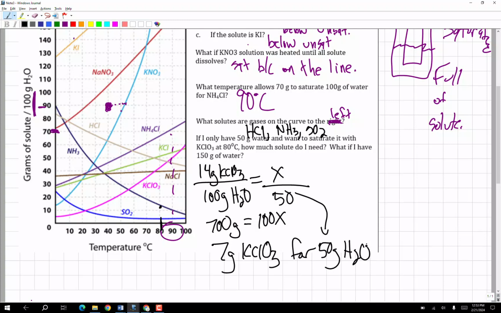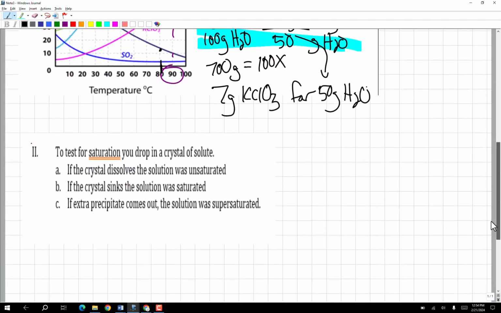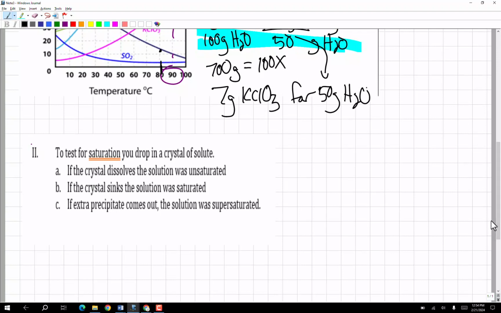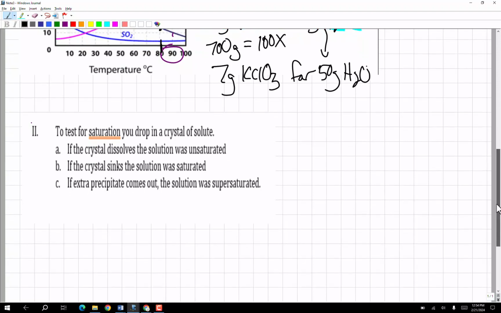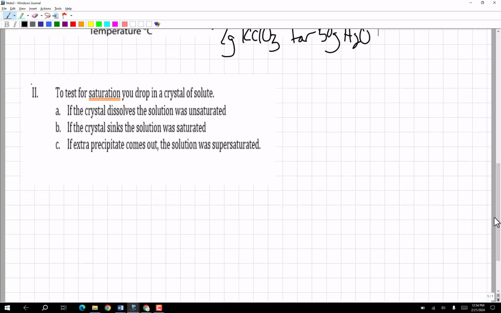Notice when I set this up, grams of KClO3 over grams of H2O, the top parts are the same and the bottom parts are the same. By the same, I mean the same unit. To test for saturation, if I drop in a crystal and it dissolves, it was unsaturated. If the crystal sinks, the solution was saturated. And if extra precipitate comes out, it was supersaturated.